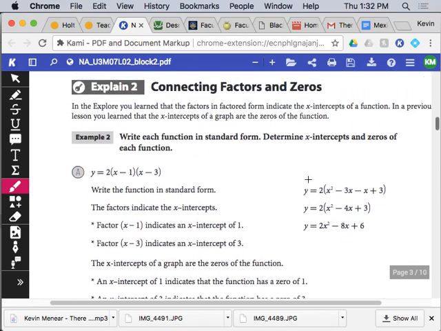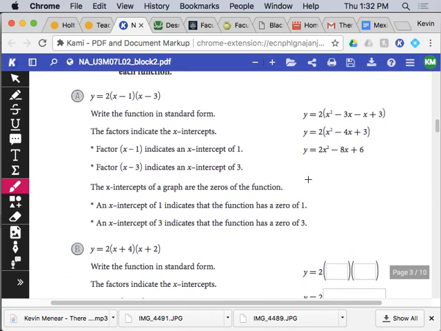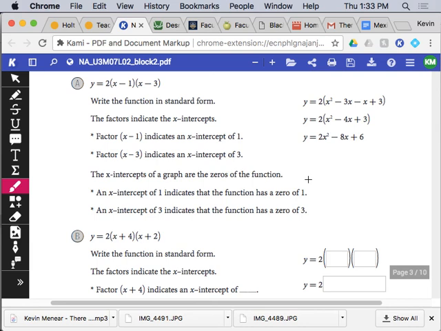But now if we look on the next page, 275, we have another function in factored form, and it's y equals 2 times (x - 1) times (x - 3). Now the first thing we want to do here before we turn it into standard form is find the x-intercepts, or the zeros, because that's why this form is convenient. This form is convenient because the factors, or the x-intercepts and the zeros, are just staring you right in the face.